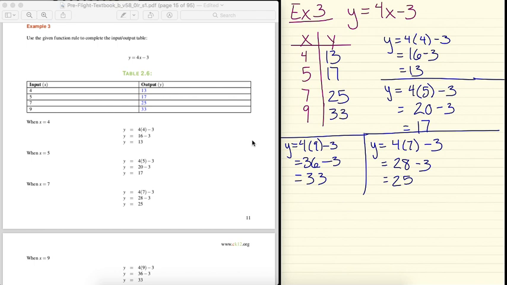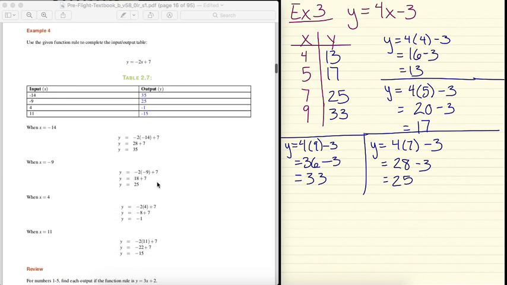So filling out the input-output tables takes a little bit of work depending on how many values you have, but what you will eventually learn later on this week is that we'll be able to use these values to then graph this linear function, y equals 4x minus 3, or any linear function that was used to create this input-output table. All right, so we have one more example to go through, example 4.